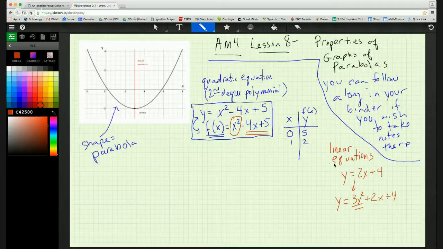Remember, all linear equations were lines, right? If we graphed them, they'd either look like this, or they'd look like this. And now we're going to deal with quadratics. Okay, so that's a lot of background. Let's start to talk about what quadratics can look like.